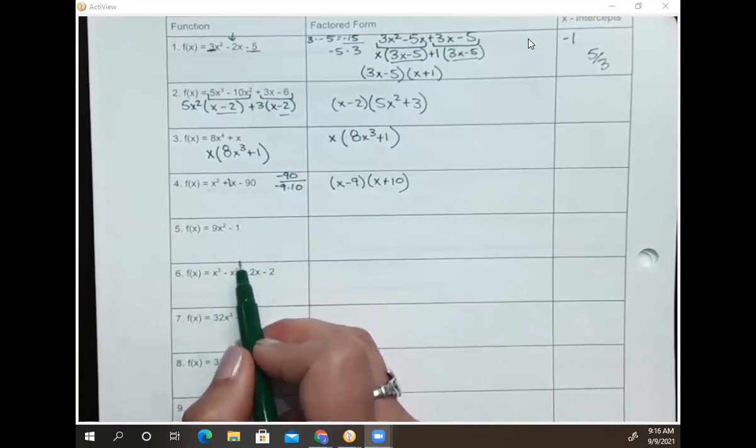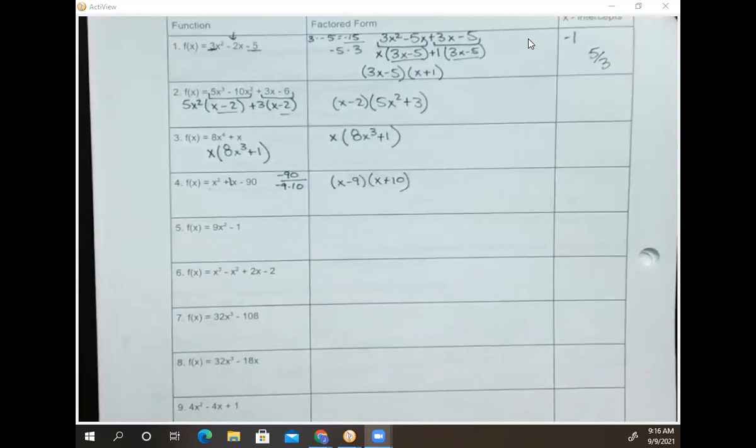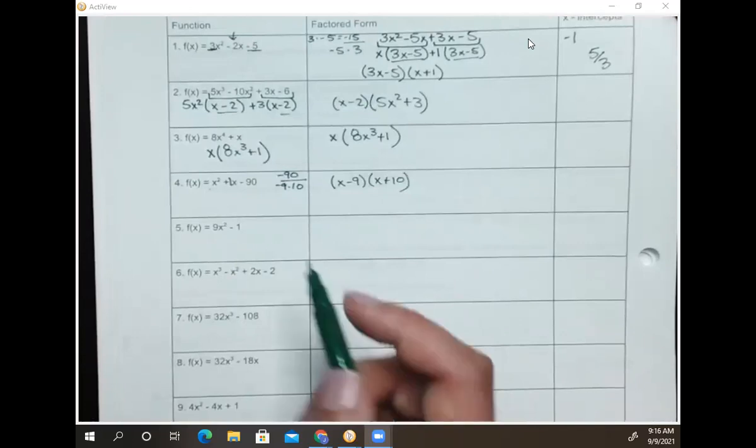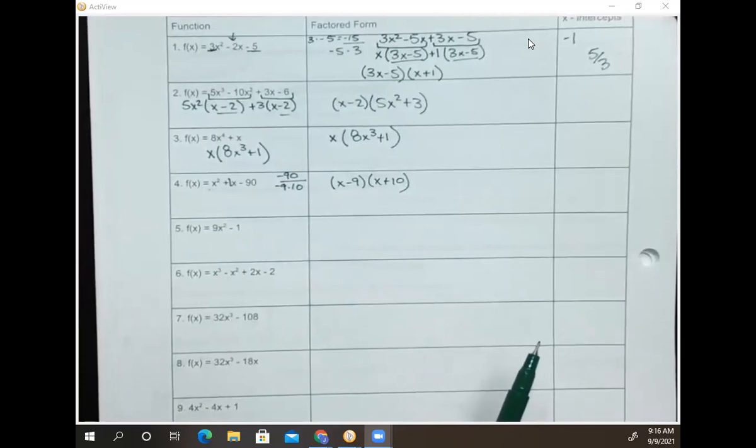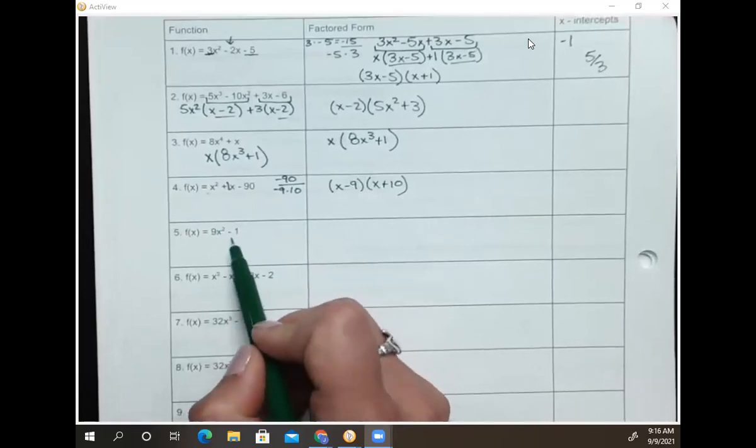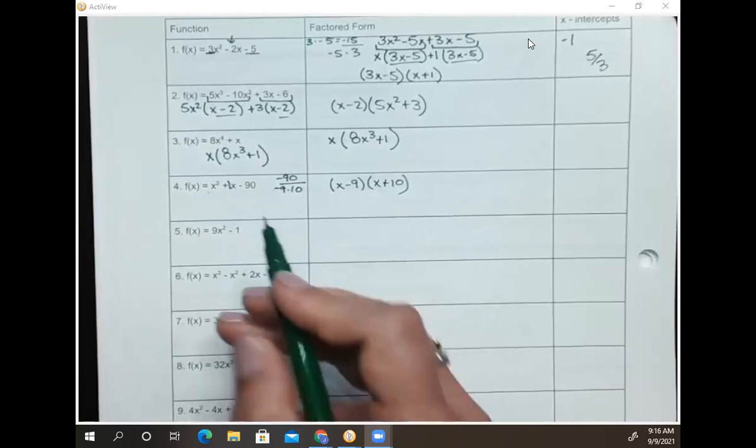Okay, let's take a look at number 5. What do we have going on with number 5? Two terms, even degree, subtraction. You told me a minute ago. Yeah, difference of squares, right? This is a difference of squares. Two terms, even degree, subtraction.